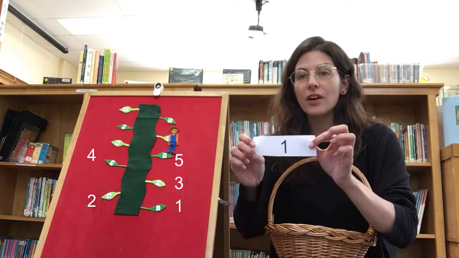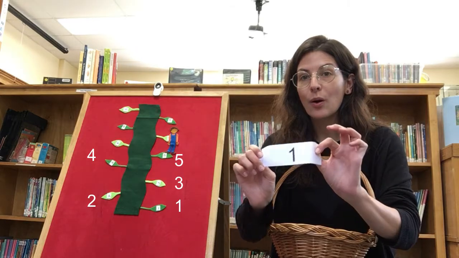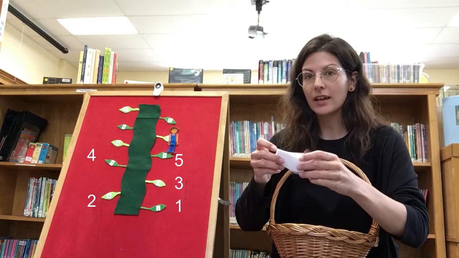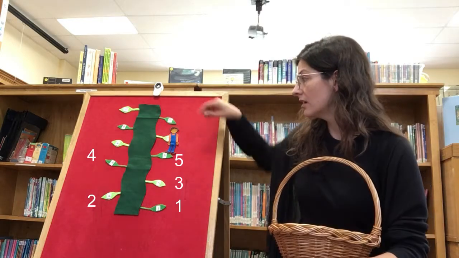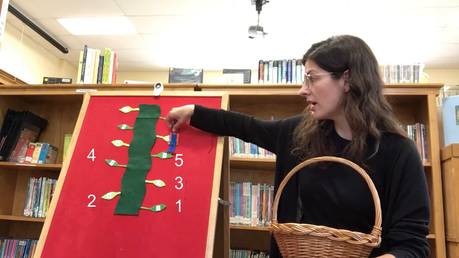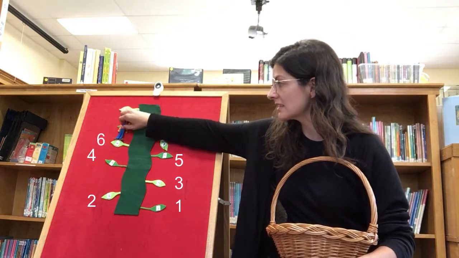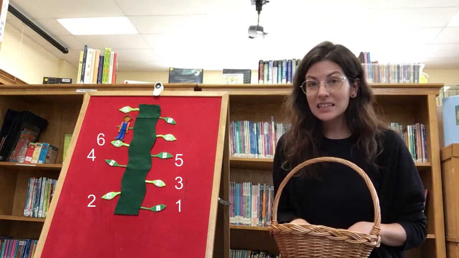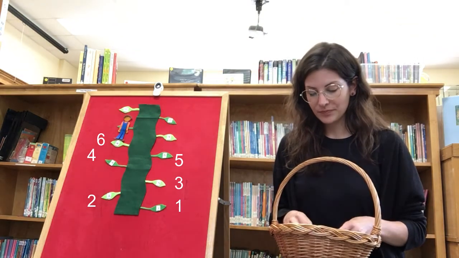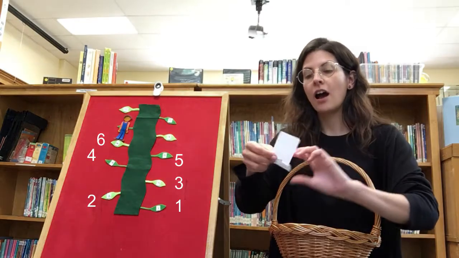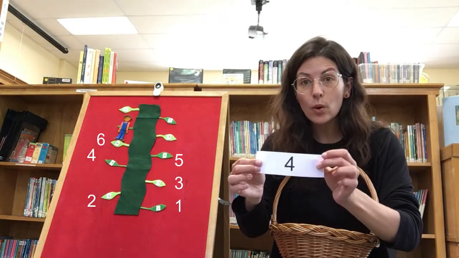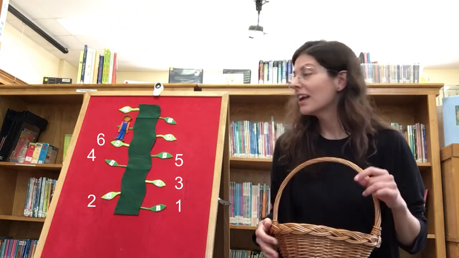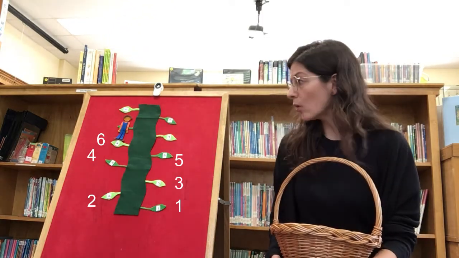Oh, not very far this time. He is taking 1 step, 1 leaf up. Okay, can we add 1 to 5? 5 plus 1, 6. So he still has a little bit of ways to go. Let's see if we can get him to the top this time. He gets to move 4 spaces this time. So he's on 6. Let's see if we can get him to 10 with 4.